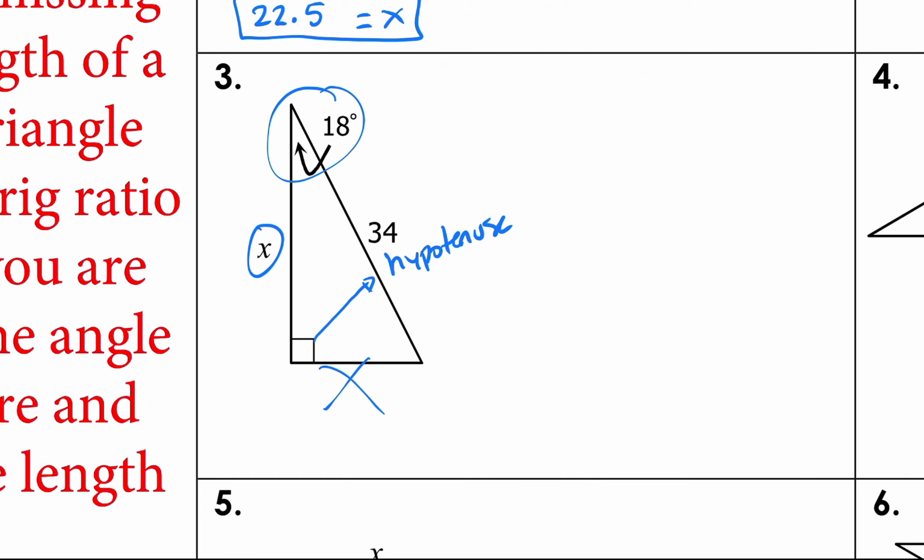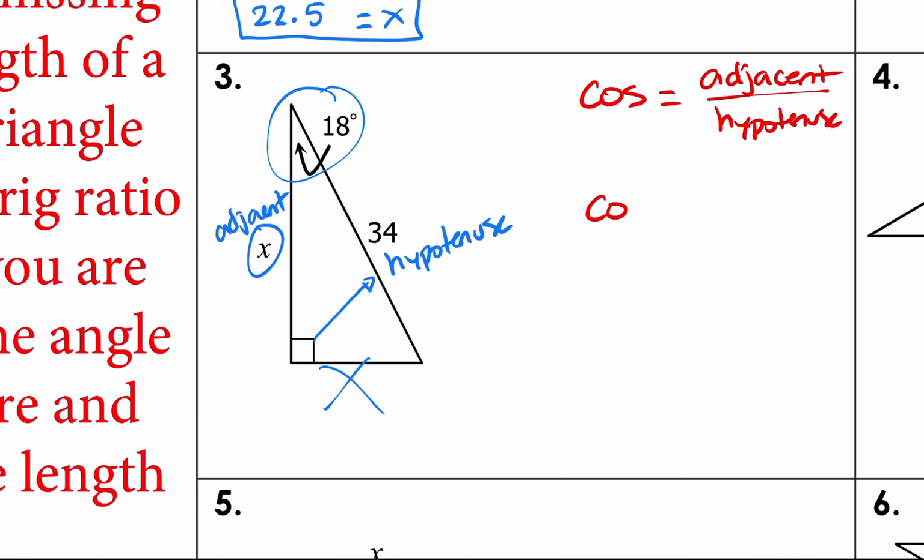So this side is what to 18 degrees? Is it across from it, or opposite of the angle, or is it next to, adjacent? And if we look, it's adjacent, it's next to. So this is the adjacent side. So which trig ratio has adjacent and hypotenuse? Yes, cosine. Cosine is adjacent over hypotenuse.